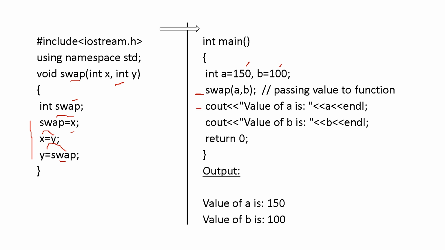Then it comes to this portion, cout. Here it prints the value of A as 150 and the value of B as 100 because nothing has been changed. Here it is given A as 150 and B as 100, so while printing also it will be the same. Though we have interchanged it, since we have done it with the help of call by value, this interchanging will not affect the output. Okay, so that is call by value.